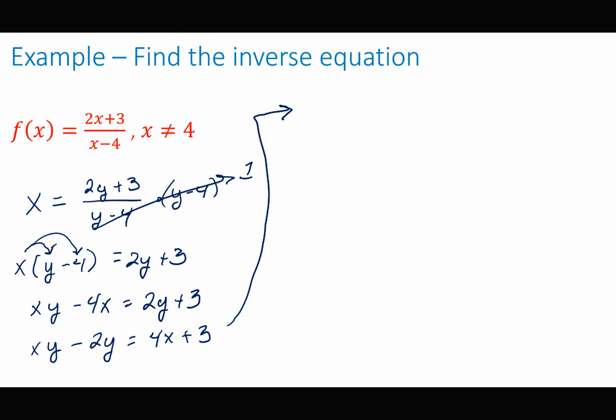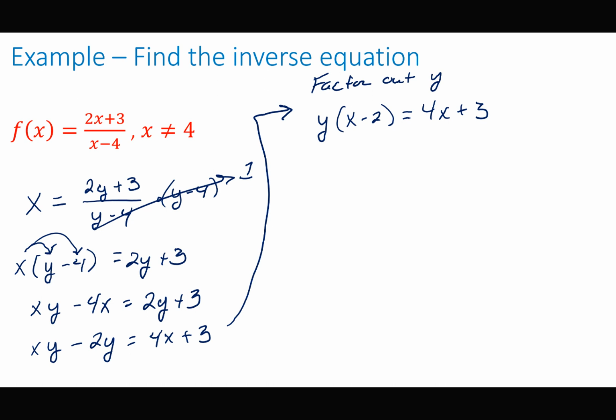Okay, I'm trying to get y by itself. I have x times y, but also a negative 2 times y. I can actually factor out that common multiple of y. So I could say y times x minus 2 is the same thing as x times y minus 2y.